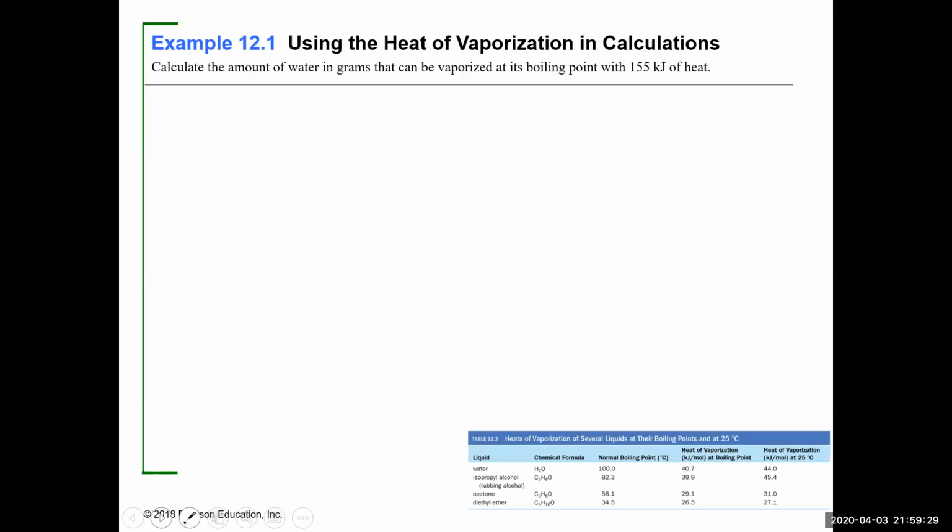So let's look at example 12.1 from our textbook. Here we'll be looking at using the heat of vaporization in calculations. So here we want to calculate the amount of water in grams that can be vaporized at its boiling point when we have 155 kilojoules of heat.